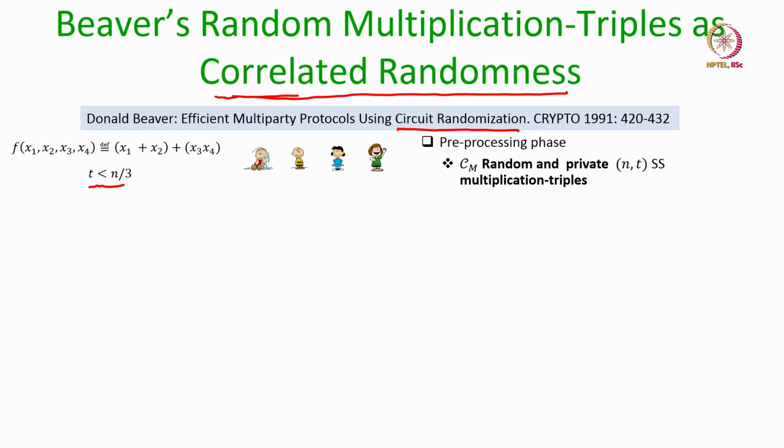They will generate random secret sharings of multiplication triples, where the multiplication triples will be random for the adversary and will not be known. Specifically, the parties will be generating Cm number of such secret shared multiplication triples, where Cm denotes the number of multiplication gates in the circuit.